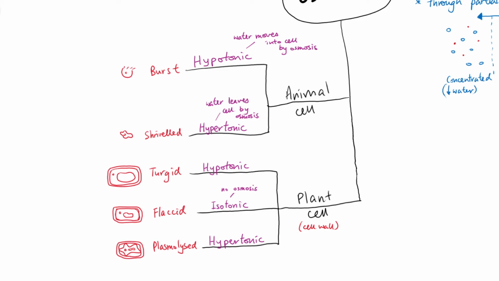So this is how animal cells and plant cells would behave in different types of solution because of osmosis. It is really important that you remember the direction of water movement. Make sure that you mention the word that they do this by osmosis.